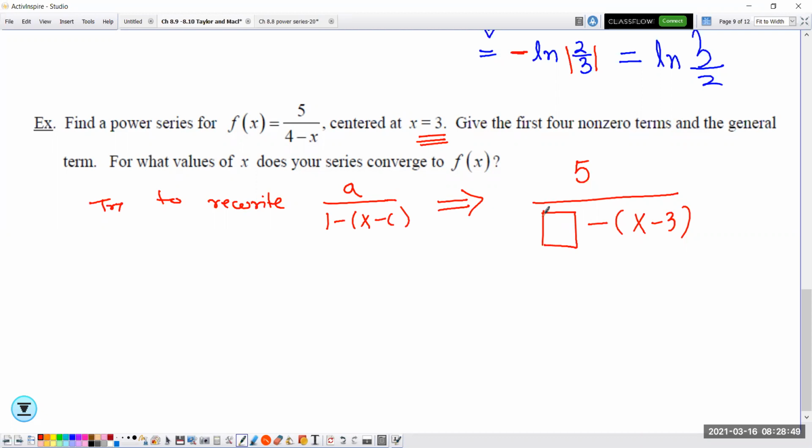Any idea? Yep, tell me, Anna. Would it be 7? Let's check. If I say 7, so 7 minus x plus 3. Remember, we distribute. That gives me 10. I need a 4. So, nope.